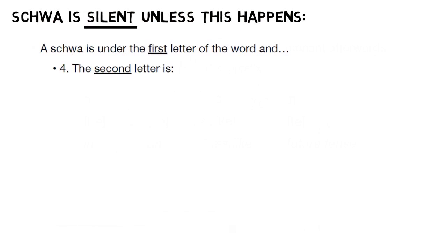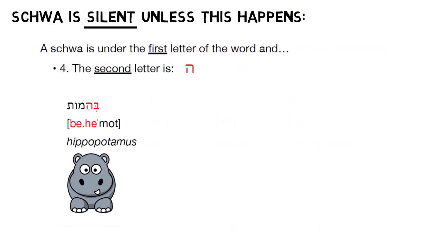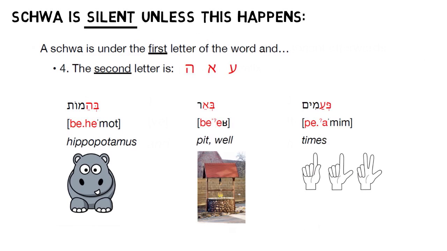Our last category, category 4. For any category 4 words, you're going to pay attention to the second letter. If that second letter is a hey, as in behemot, or one of these silent letters, aleph or ein, as in be'er, or pe'amim, then you're going to pronounce the schwa under the first letter as e.